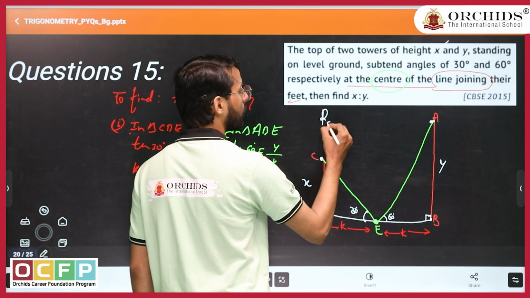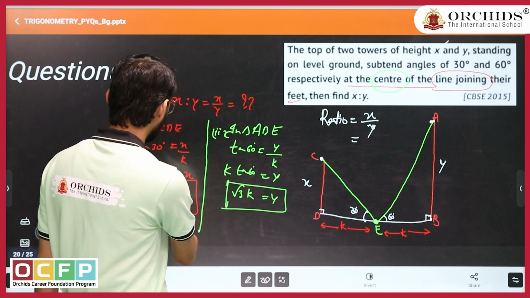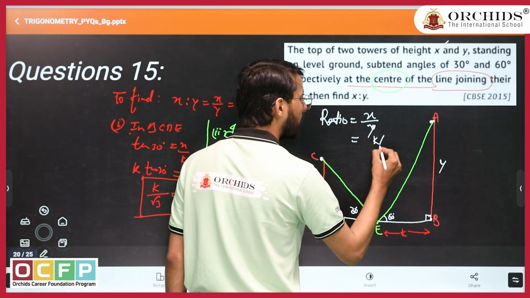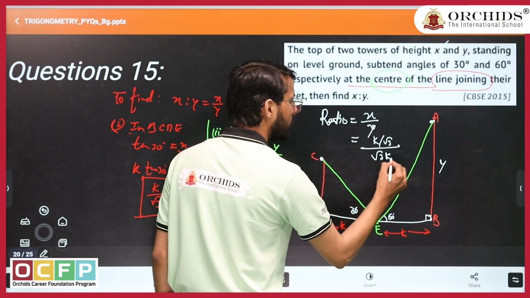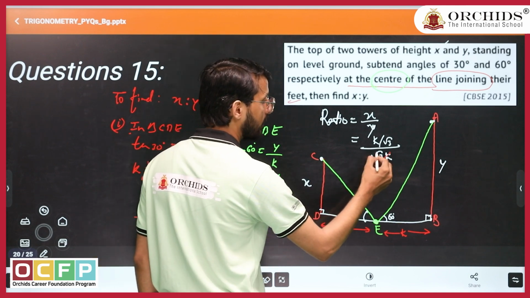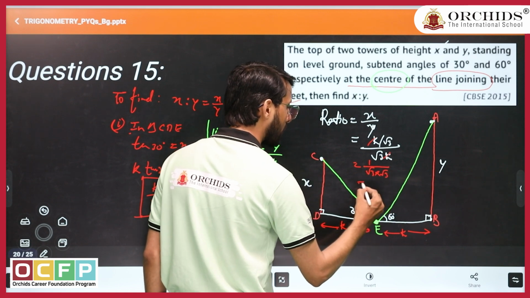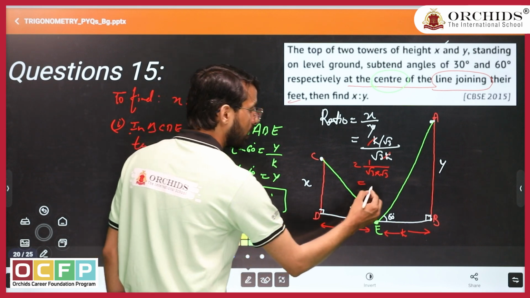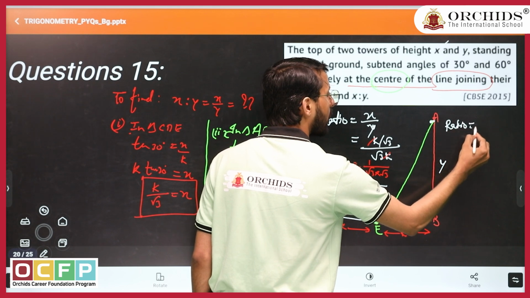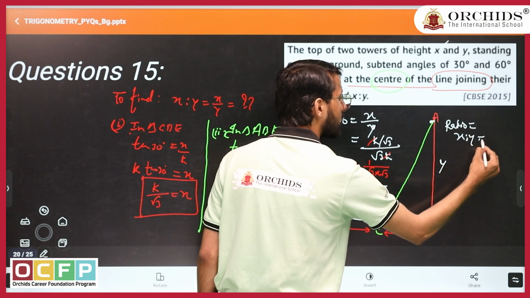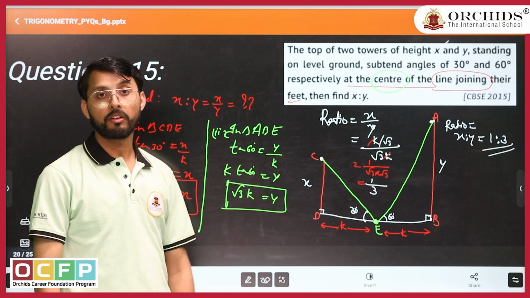So the ratio is equals to x by y. X value is k by root 3, and y value is root 3k. The k will get cancelled. Root 3 will go down. It will be 1 upon root 3 into root 3. So your answer should be 1 by 3. So the ratio you got, x is to y, is nothing but 1 is to 3. This was a CBSE 2015 question, guys.